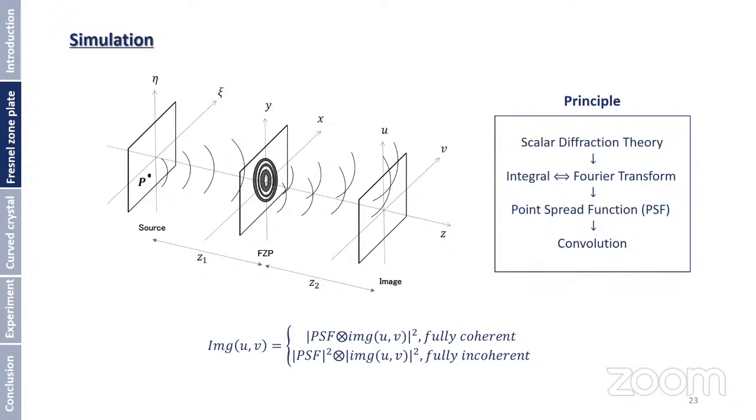And the image of an object formed by the Venanson plate can be obtained by the convolution of the image predicted by geometric optics and the PSF of the Venanson plate. In addition, the convolution varies according to the coherence of the source. Here, we only consider two extreme cases: the fully coherent case and the fully incoherent case.